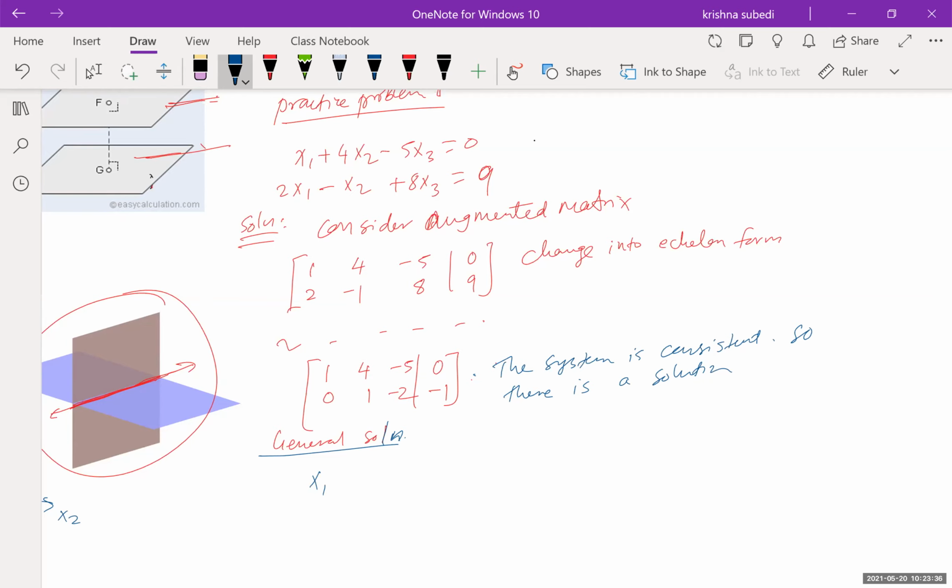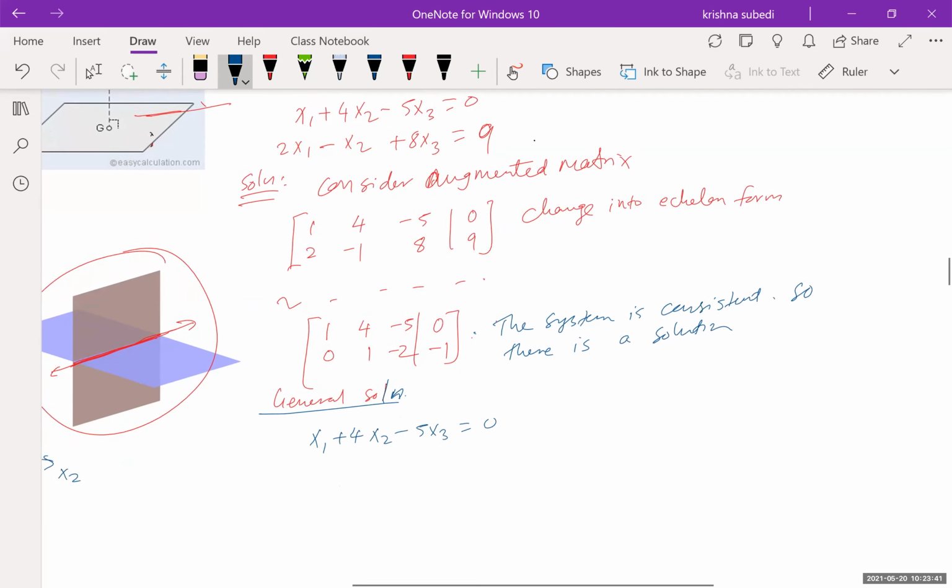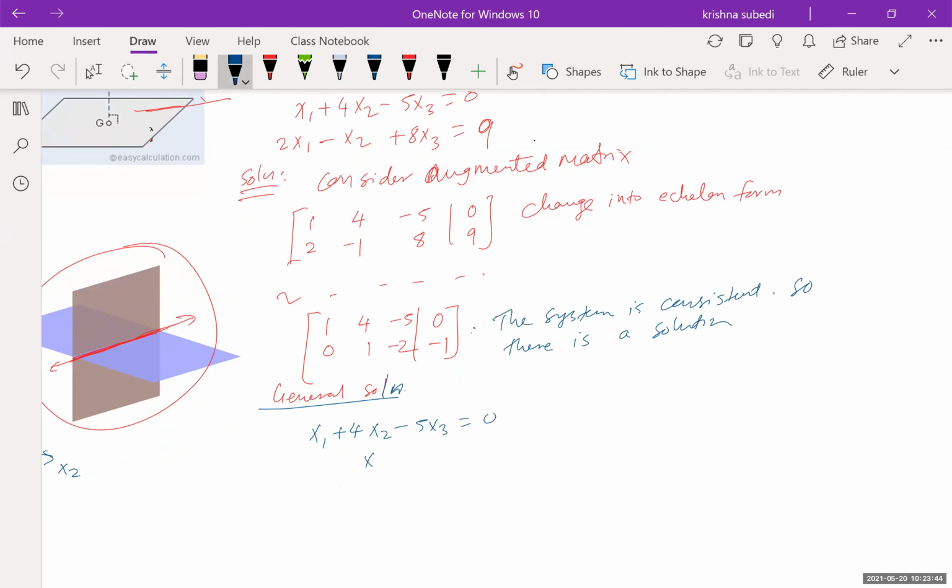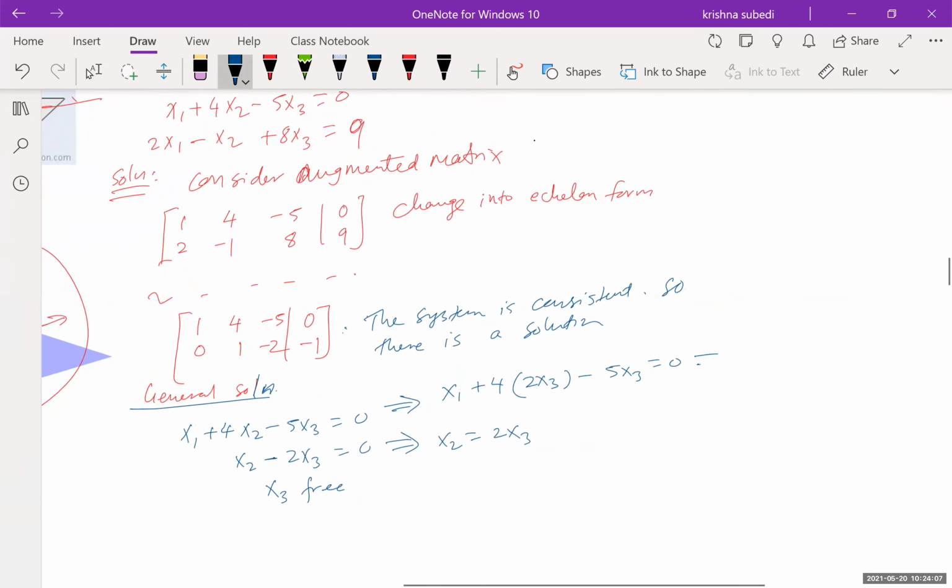So that's going to give me x1 plus 4x2 minus 5x3 equal to 0. And another one is x2 minus 2x3 equal to 0 and x3 free. So from here we'll get x2 equals 2x3, and from there we'll have x1 plus 4 times 2x3 minus 5x3 equal to 0. So this is going to give me x1 equals 4 minus 3.